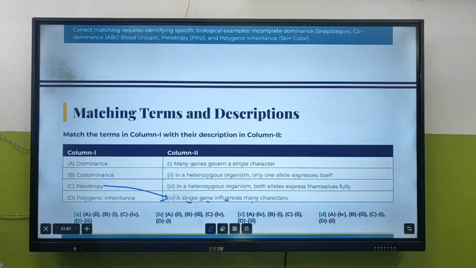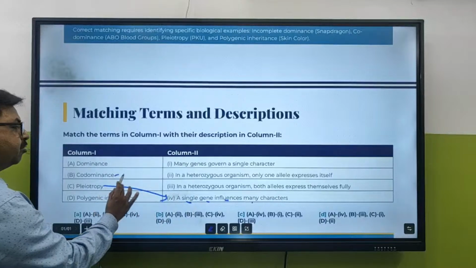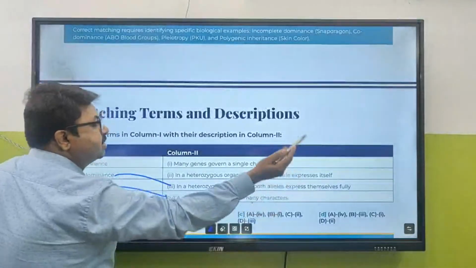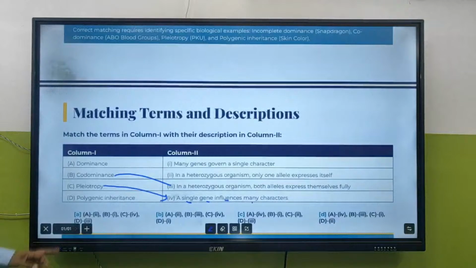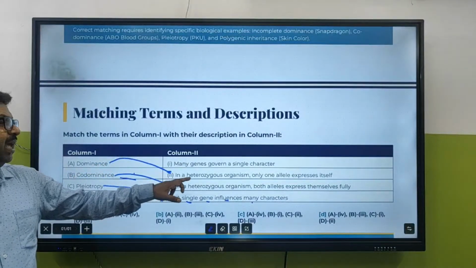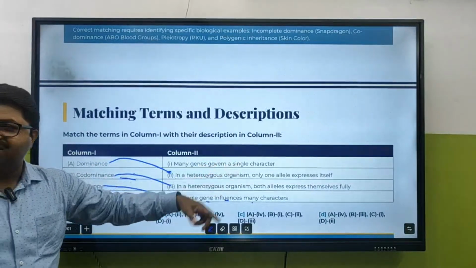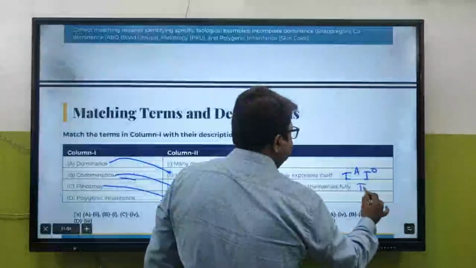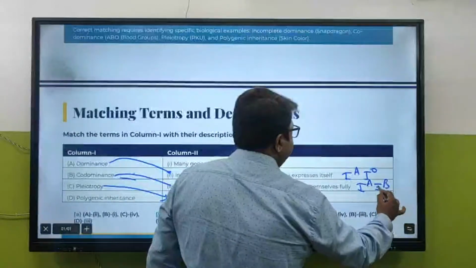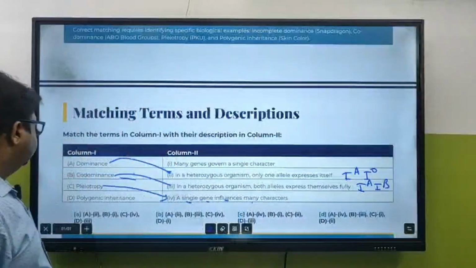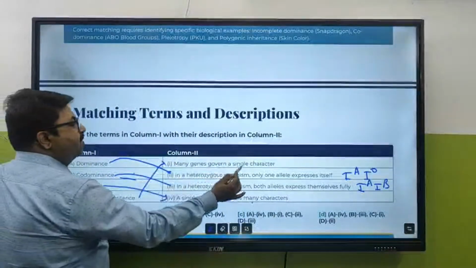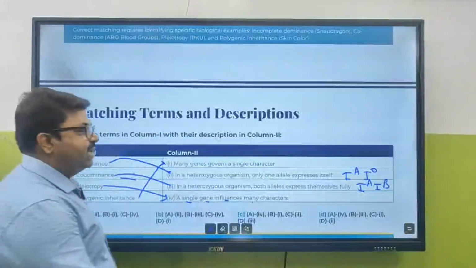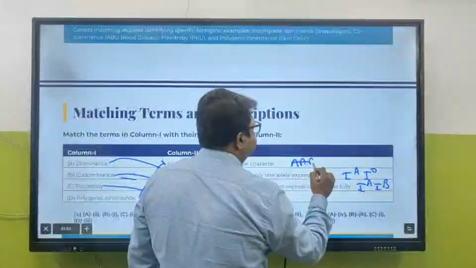Codominance. In a heterozygous organism, both alleles express themselves fully. Dominance. In a heterozygous, only one allele expresses itself. Come on. Kire. Eta ki hobe? IA? IO. Eta ki? IA? IB. Ye hoga. Polygenic. Many genes govern a single character. What is the example? Skin color.